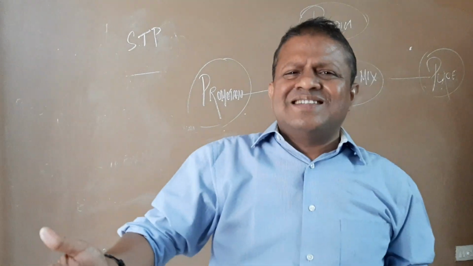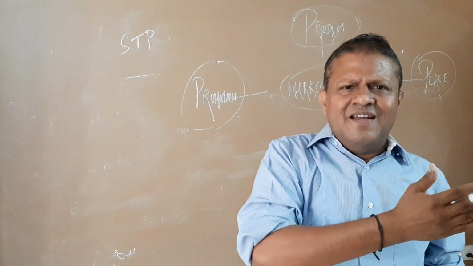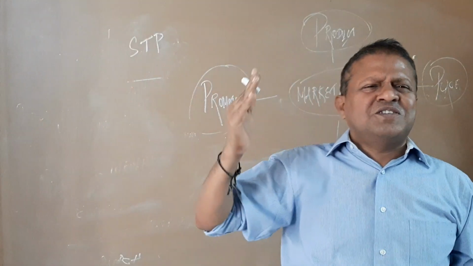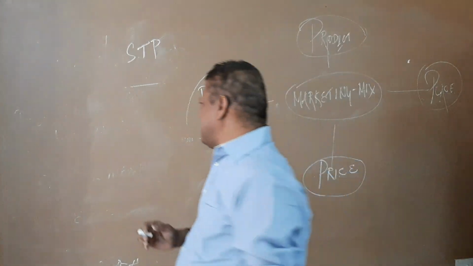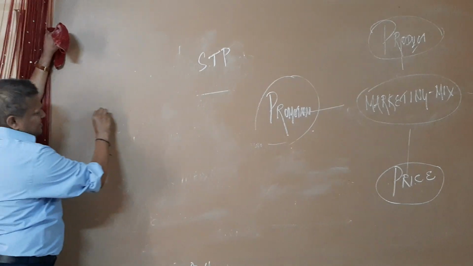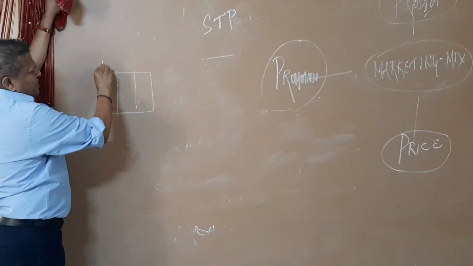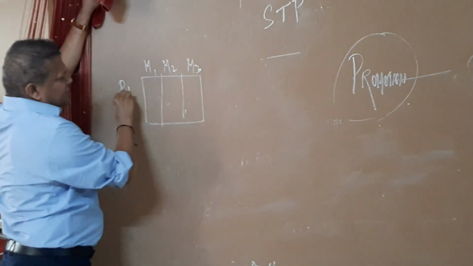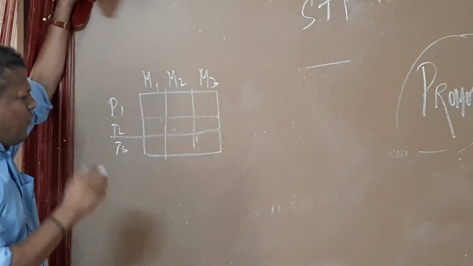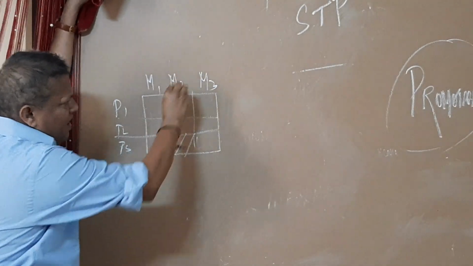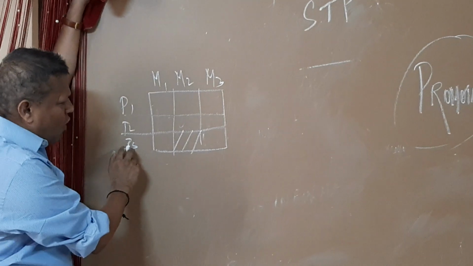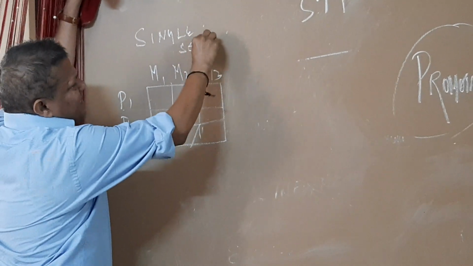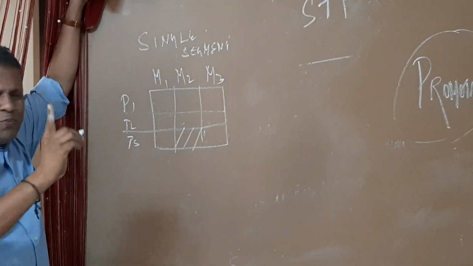You divide the market according to different criteria, maybe geographical criteria, taste and preference of consumers, income of the consumers. On different criteria you can divide, and that is called segmenting. For example, I can segment like this. There are three different markets, M1, M2, M3, and P1, P2, P3 are the different products. If I focus only on P3 and M2, that means I am focusing only on one product in one market. This is called single segment.